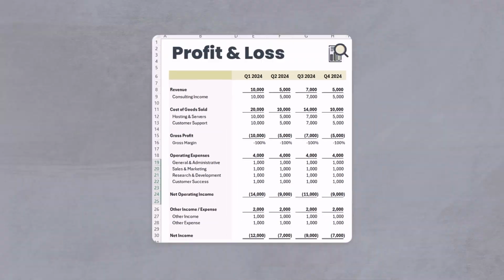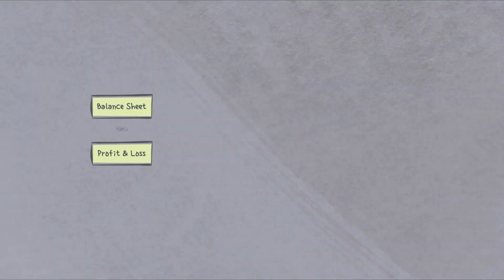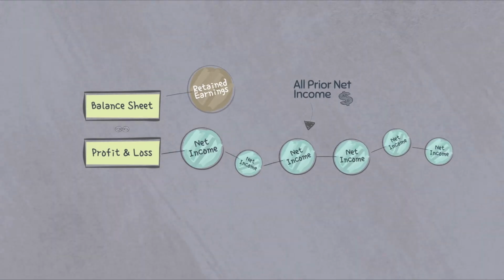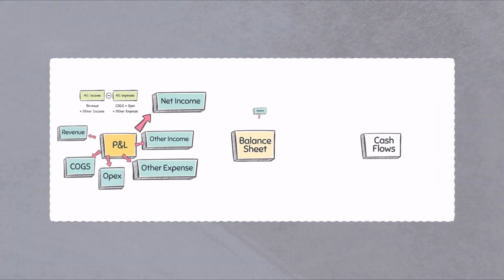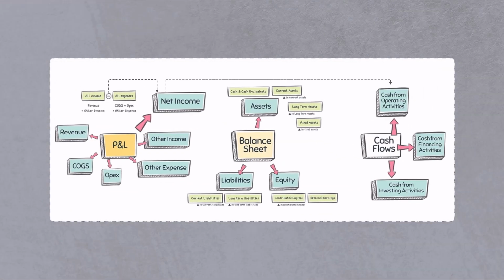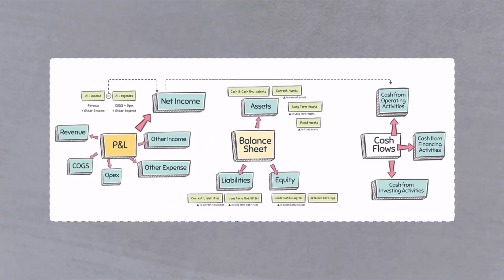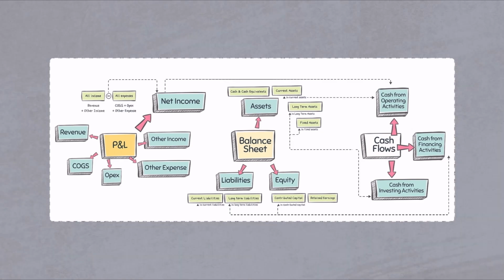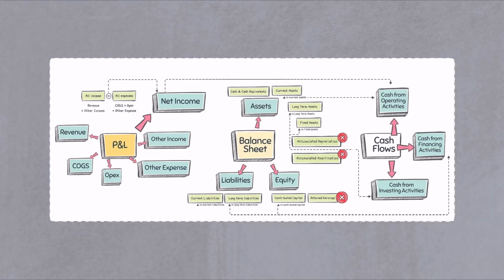The 3 financial statements are the profit and loss, the balance sheet, and the statement of cash flows. The profit and loss connects to the balance sheet via an account called retained earnings. And the cash flows pulls both from the P&L and the balance sheet. It pulls net income, depreciation expense, and amortization expense from the profit and loss. And it pulls the net change in all balance sheet accounts other than retained earnings, accumulated depreciation, and accumulated amortization.